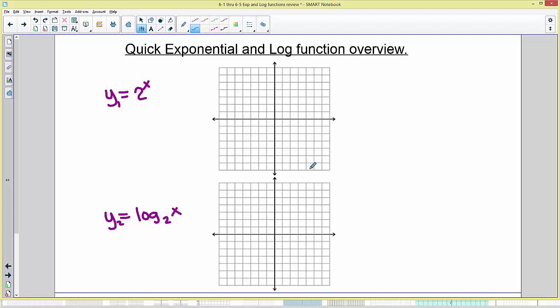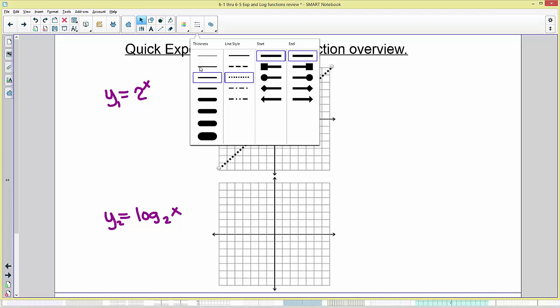And a very important property of inverse functions is that they are reflections of each other over the line y equals x. So if I graph them on the same grid, that's not good, let's do it this way. You will see that they are exact reflections over this line, like a mirror, right? And let's make this dotted and small.